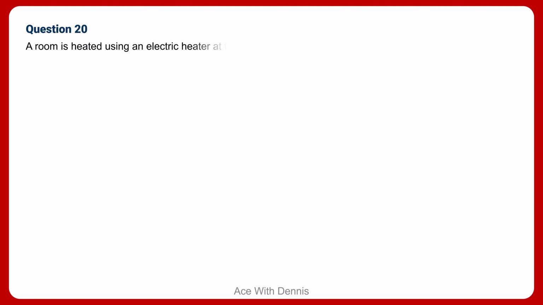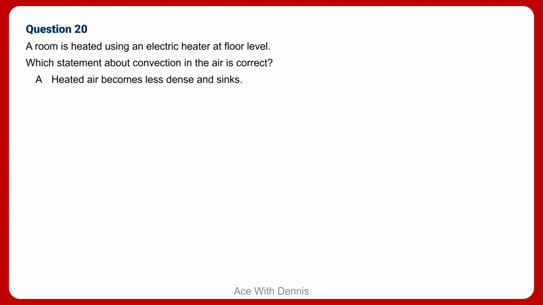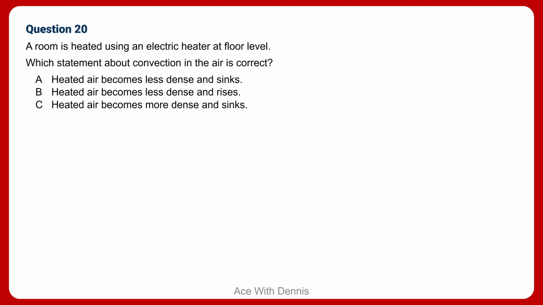Question 20. A room is heated using an electric heater at floor level. Which statement about convection in the air is correct? A. Heated air becomes less dense and sinks. B. Heated air becomes less dense and rises. C. Heated air becomes more dense and sinks. Or D. Heated air becomes more dense and rises.